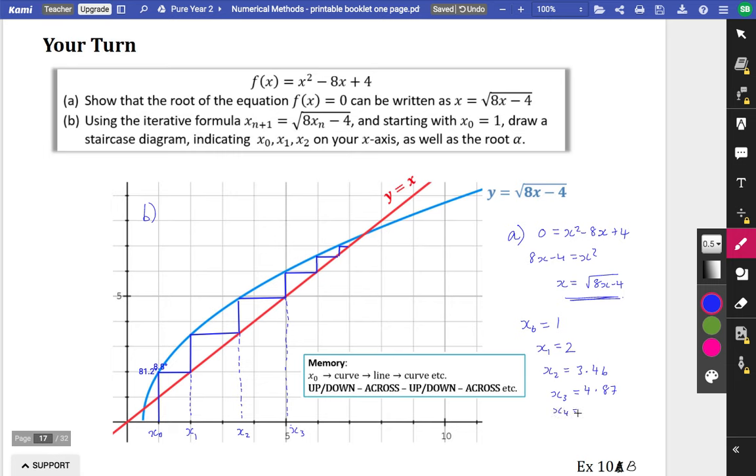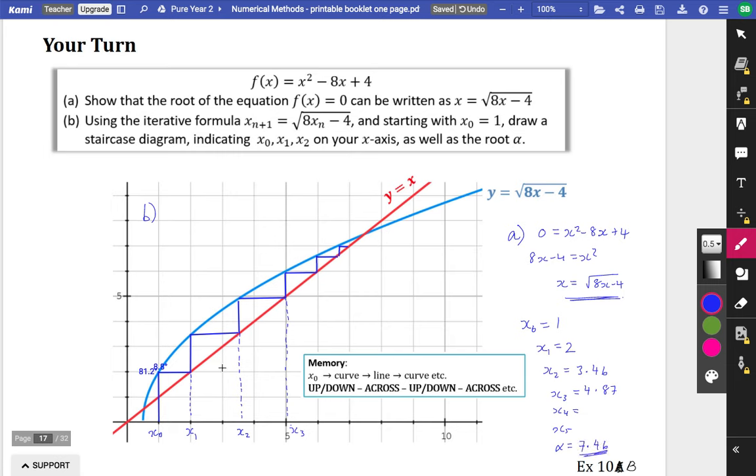I'm just going to keep going for a second. x4, that's 5.91. Let's just keep going until I get to what I think the root actually might be. I'm just going to keep mashing equals. Looks like it's going to be something like 7 point something. Great, I've pressed equals a good few number of times now. It looks like the root is actually going to be 7.46.